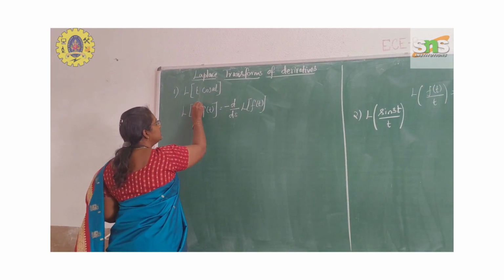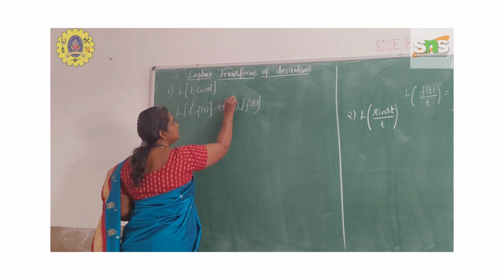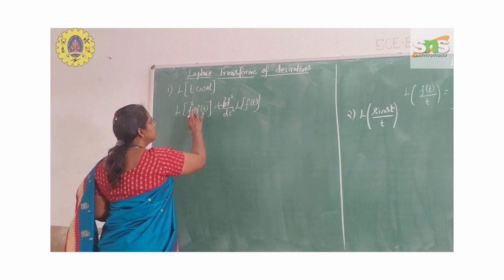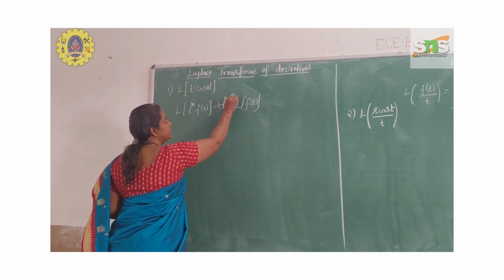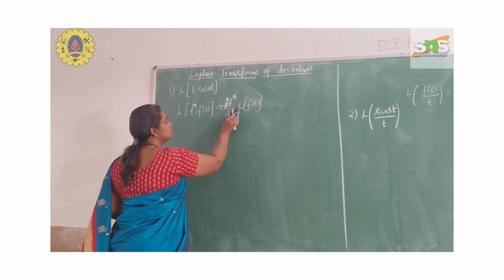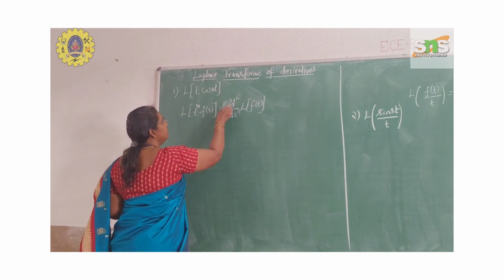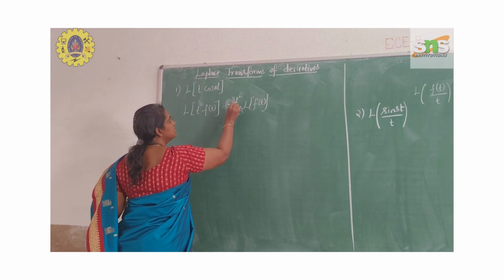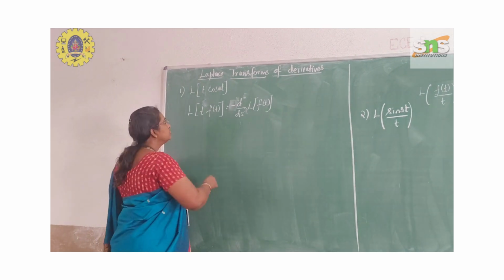Suppose it is t square, we can write minus 1 to the power 2 and d square divided by ds square. Based on this, the general term we can write is t power n equals minus 1 to the power n, d power n by ds power n. This is the general term we want to use. Here we have only the term t, so I choose minus d by ds into L of f of t. Based on this, let us see now.